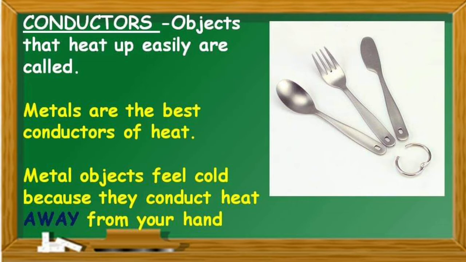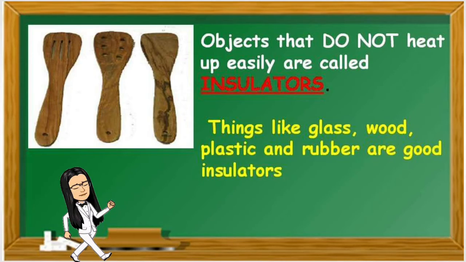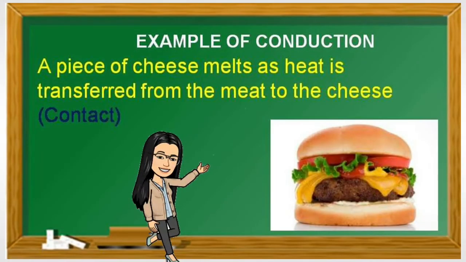Objects that heat up easily are called conductors. Metals are the best conductors of heat. Metal objects feel cold because they conduct heat away from your hand. Objects that do not heat up easily are called insulators. Things like glass, wood, plastic, and rubber are good insulators. An example of conduction is a piece of cheese that melts as heat is transferred from the meat to the cheese. So, the energy is transferred by direct contact.